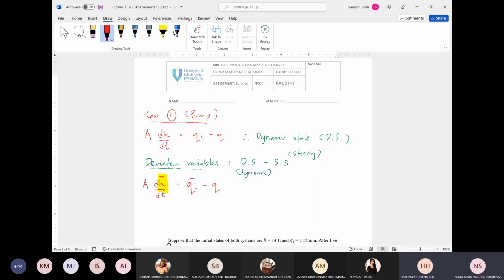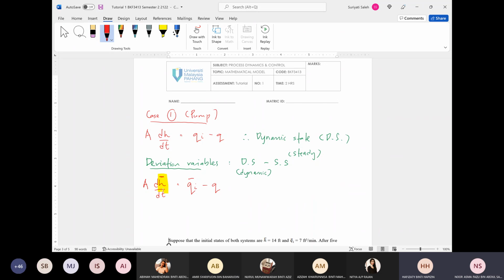And then in this case, how about A? Do we need to put the bar on A? A represents the cross-sectional area. So my question is, do we need to include the bar on the A? Why? May you provide why you don't need to include it? We use the same tank. Area does not change.